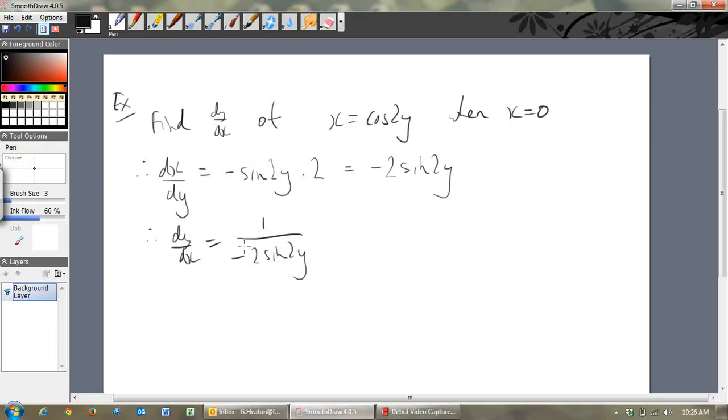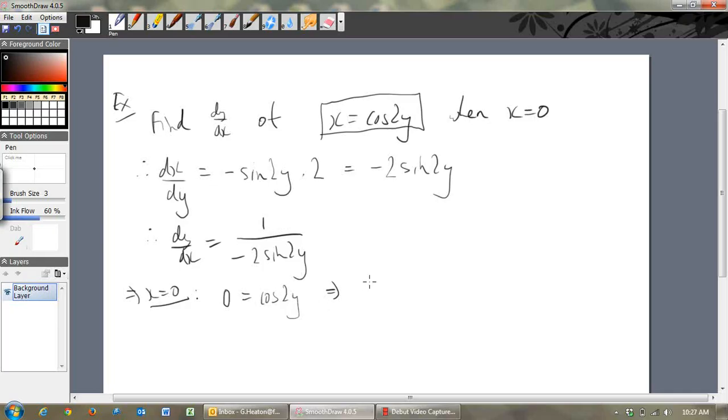Perfect. Now, what we want to do is we want dy by dx when x is equal to 0. But this is only in terms of y. So what we want to know is what y is equal to when x is equal to 0. So therefore, when x is equal to 0, let's substitute it back into our relation here. Okay, so when x is equal to 0, we have 0 equals cos 2y.